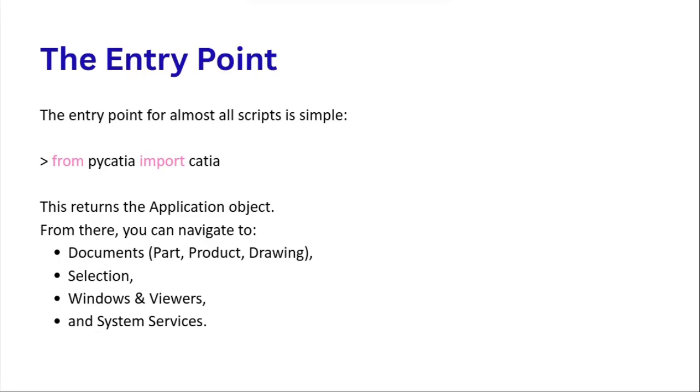The entry point for almost all scripts is simple. From PyCATIA, import CATIA. This returns the application object. From there, you can navigate to documents, part, product, drawing, selection, windows and viewers, and system services.